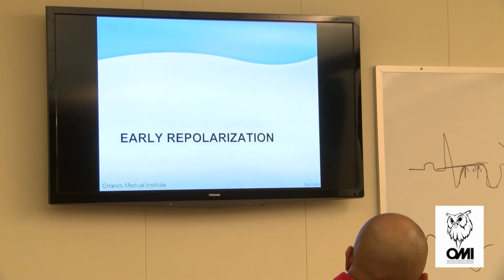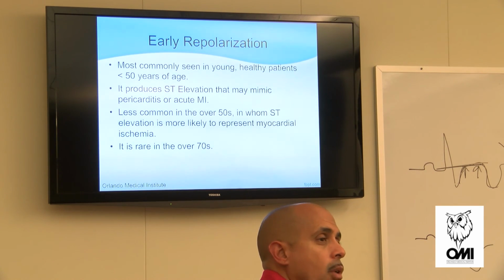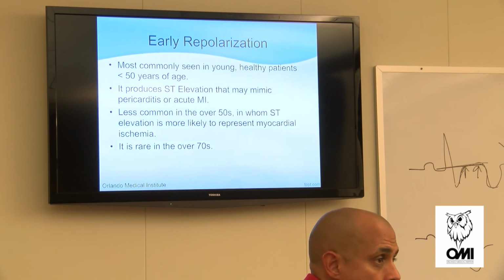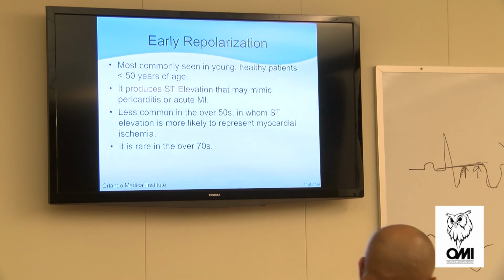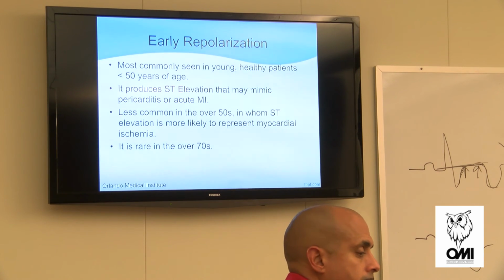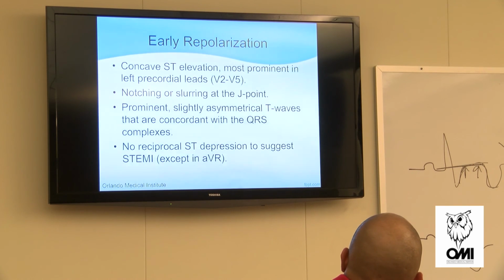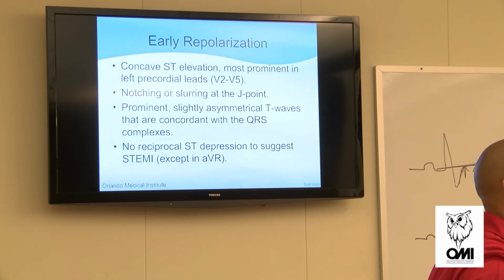Early repolarization. Talked about that too, right? Common in what patient? Young, under 50. Less common, over 50. Very rare in 70s. Is everybody with me so far? All right. Early repolarization, you're going to see a concave ST elevation. This is a mimic, guys.